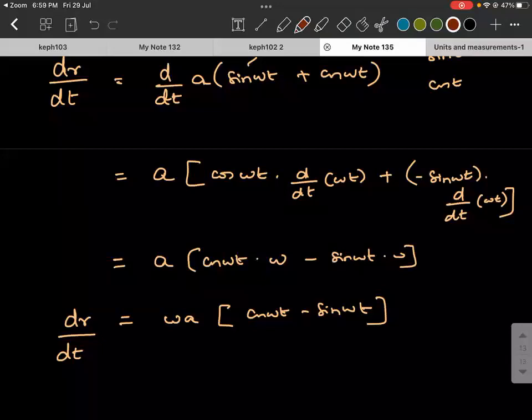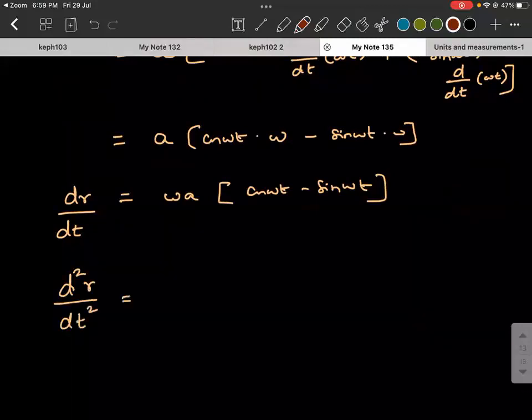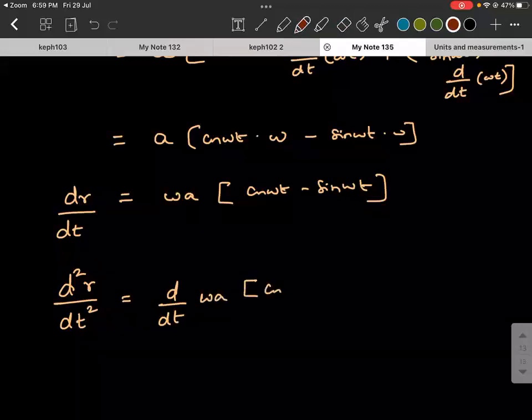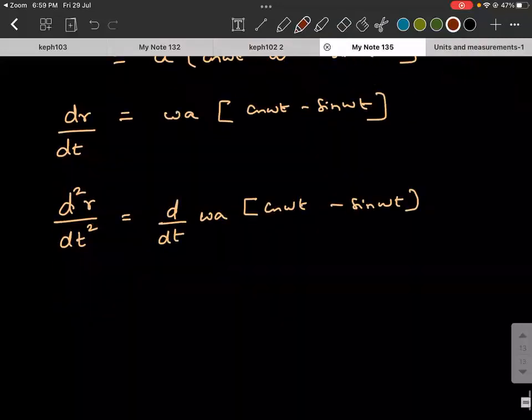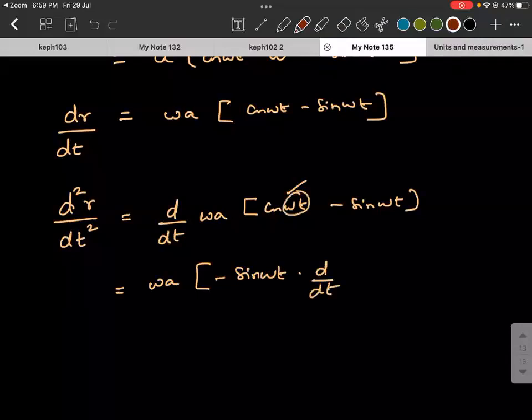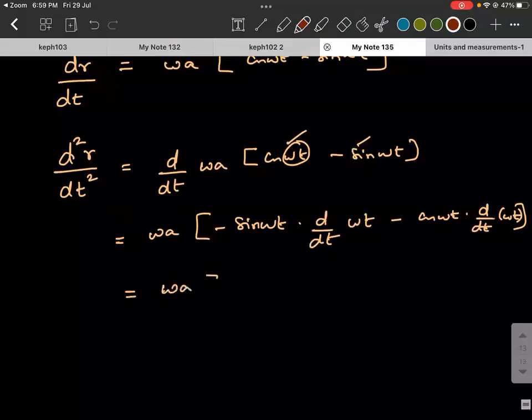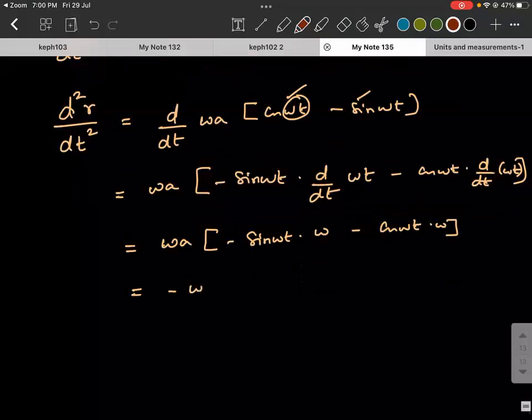Right? Shall I proceed? So what is the second derivative of this? d square r by dt square will be equal to d by dt of omega into A into cos omega t minus sine omega t. So what will happen? Omega A I'll take out. What is the derivative of cos? Minus sine omega t into d by dt of omega t, same logic, minus the derivative of sine, which is cos omega t, into d by dt of the same omega t. Okay, this will be omega into A into minus sine omega t into omega, minus cos omega t into omega. So what will the answer be? Minus omega square A into sine omega t plus cos omega t.